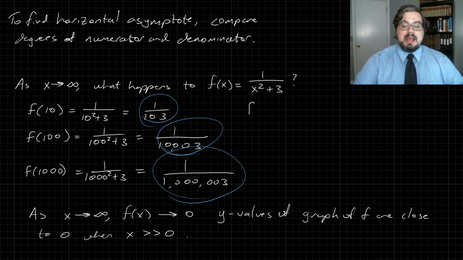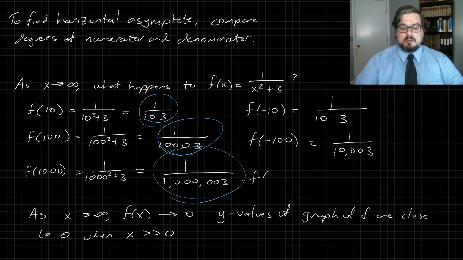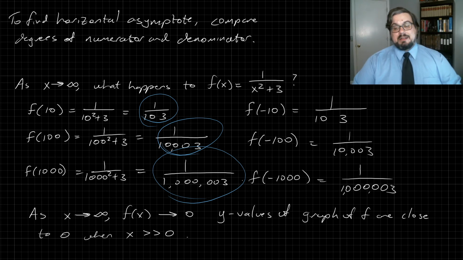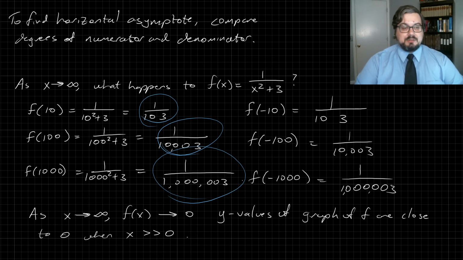A similar thing is going to happen if we start plugging in negative values. In this case, we're actually going to get exactly the same numbers back because this happens to be an even function. If we plug in negative 10, negative 100, negative 1,000, we're still going to be getting numbers that are very close to 0. And this sort of behavior is going to apply whenever the degree of the denominator is higher than the degree of the numerator, when the degree on the bottom is greater than the degree on the top.